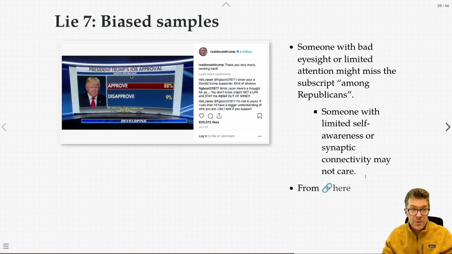But even if you did read the "among Republicans," there's also a subset of us in the population which might not really care, right? We see this, we know that it's only among Republicans. We don't take the second moment to think about what I just mentioned before. What about Democrats? What about independents? Are things changing? So being self-aware, being aware of any kind of cognitive biases is also incredibly important to keep in mind.